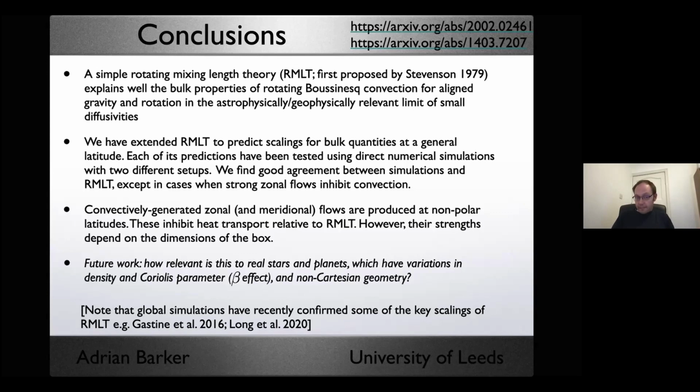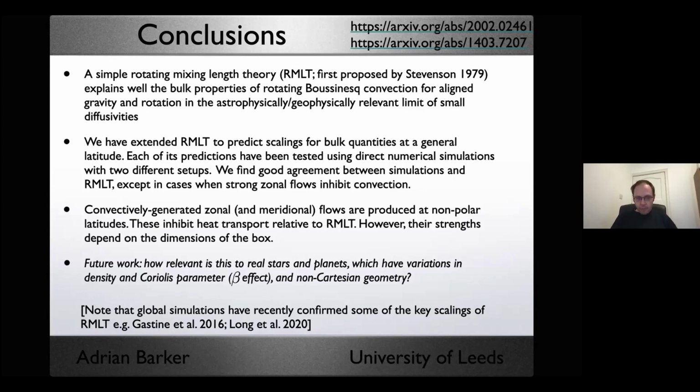So in both of the setups that I discussed, we do get similar results. So it does seem as if how the convection is driven doesn't affect whether it agrees with the theory or not. And I've also illustrated that these convectively generated zonal flows are produced at non-polar latitudes, which inhibit transport relative to the mixing length theory predictions. But their strength depends strongly on the dimensions of the box, which makes it hard to extrapolate what's going to happen in reality to these flows and their effects on the convection.